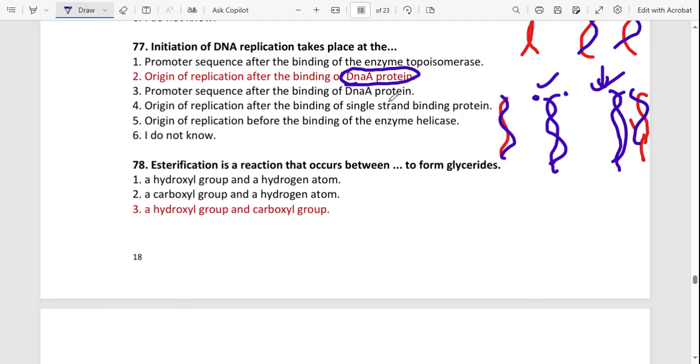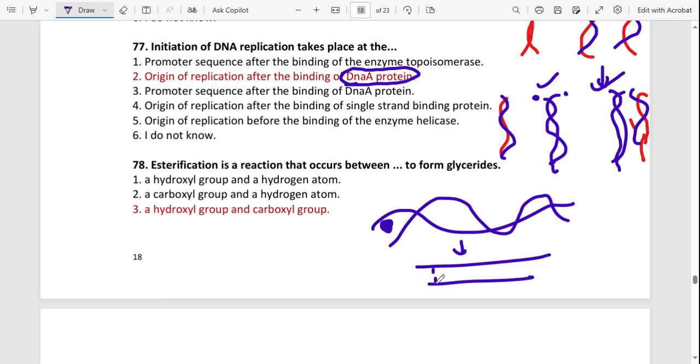Before helicase, you have located the origin of replication here using DNA. Then topoisomerase is going to come and remove the supercoils. Then helicase will come in and start breaking the hydrogen bonds. And then DNA polymerase can come and synthesize a new strand.